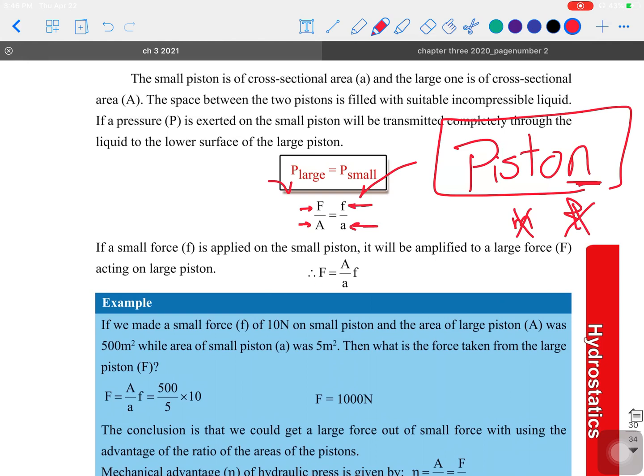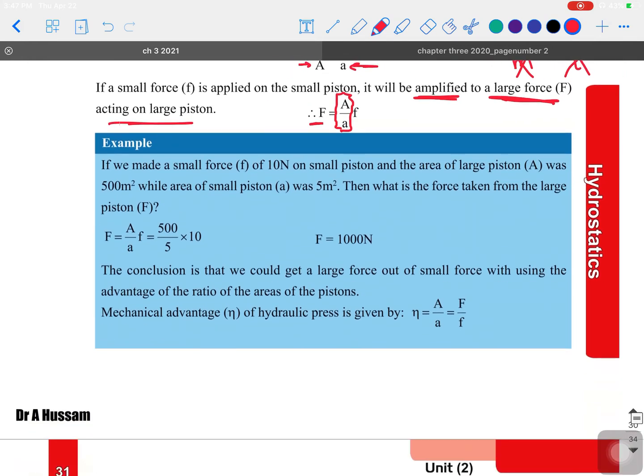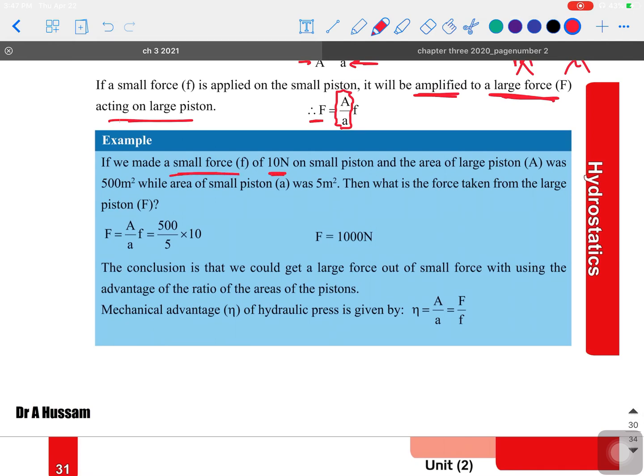This means that the large amount of force, which came from the constant value of pressure, was multiplied by a factor which is the large area over the smaller area. This means that the value is amplified to enlarge the force compared to that acting on the small piston. For example, if we have a small force of 10 Newton on a small piston, the area of the large piston is 500 meters square, while that of the small piston is 5 meters square. What's the force on the large piston? Here we go: F large equals A large over A small times F small, 500 over 5 times 10. It means that the value of 10 Newton was multiplied and amplified to 1000 Newton.